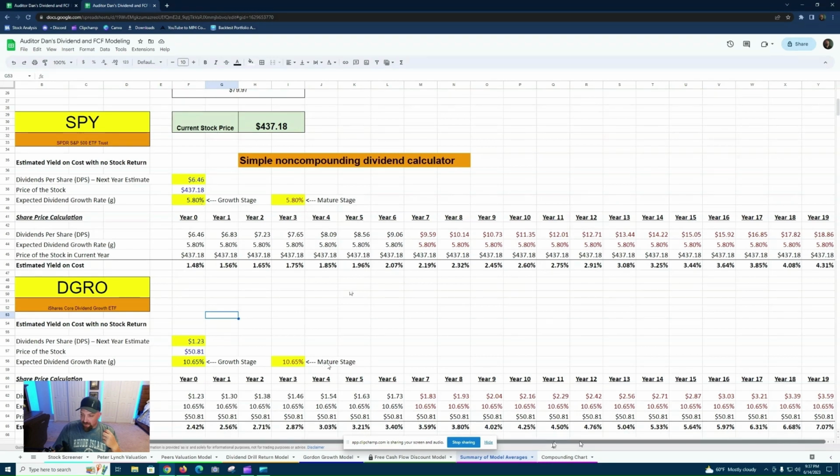So if you put this out, I can't go that far. So by like 20 years out, you got a 7% yield on DGRO. You're only at 4 with SPY. I mean, this is why you would invest like this.